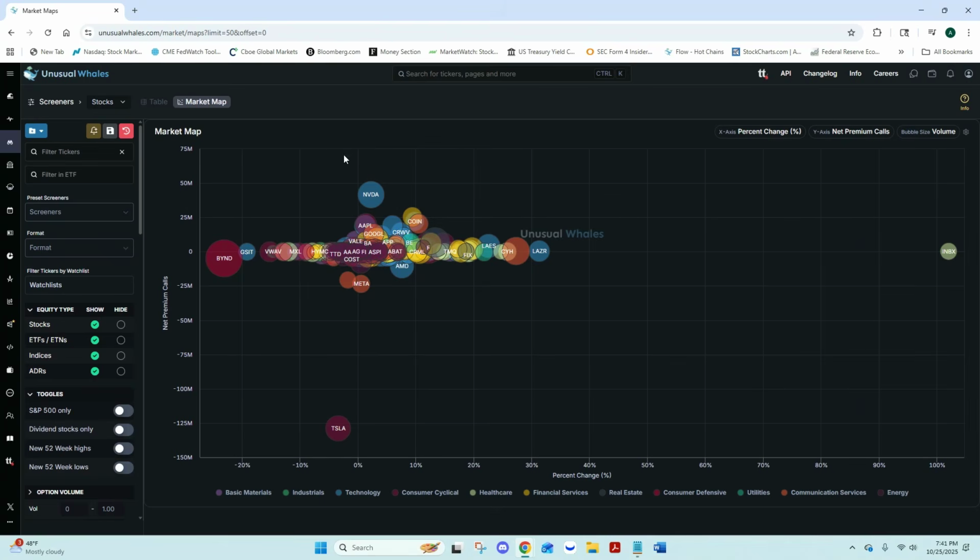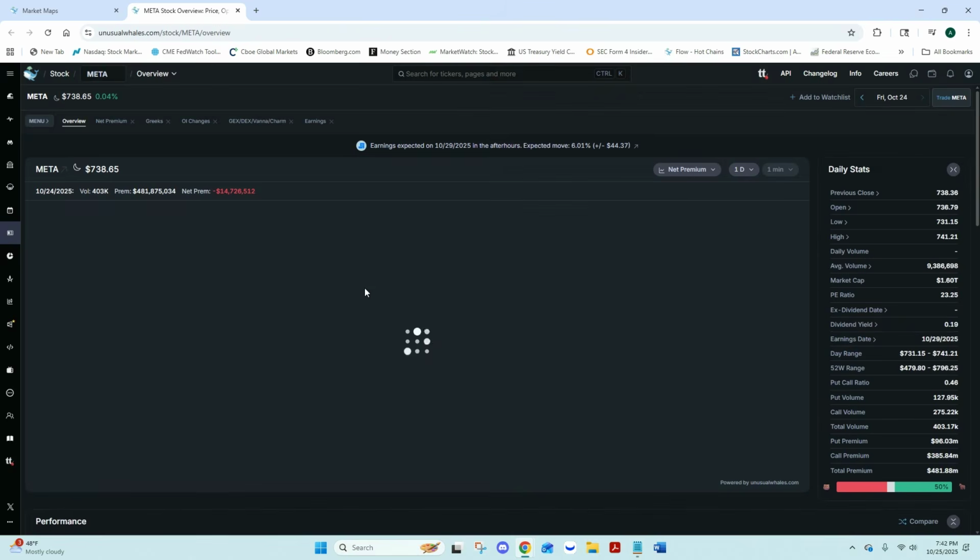And here, again, you're looking for names that probably didn't make a big move. So like Meta's getting a lot of bid side net call premium. This would be the same as when you look at the market tide: anything above that 0 would be ask side, below would be bid side. So okay, Meta, that's sticking out to me. It didn't move that much on the day, and I want to take a peek at that name.